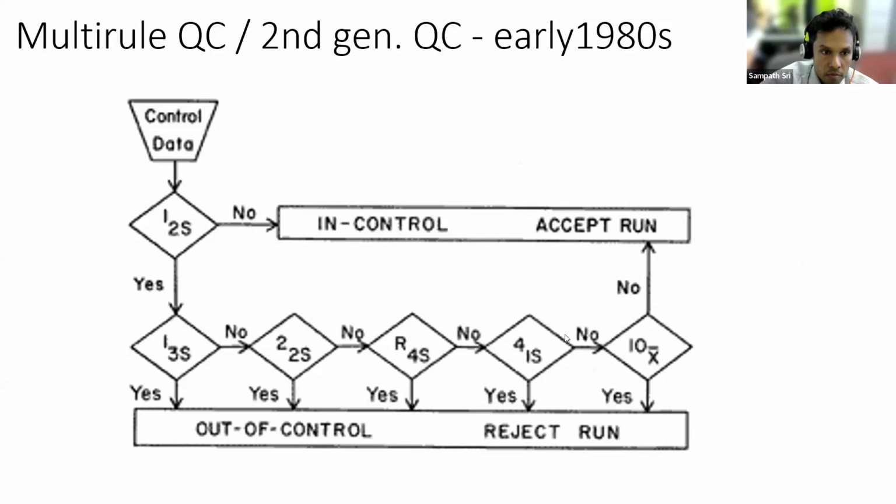So this is a graphical presentation. We have one as a warning rule. Then if it is triggered, we have to go to the other rules.